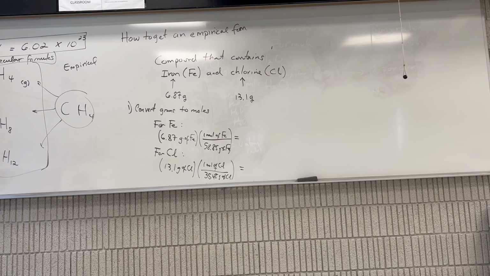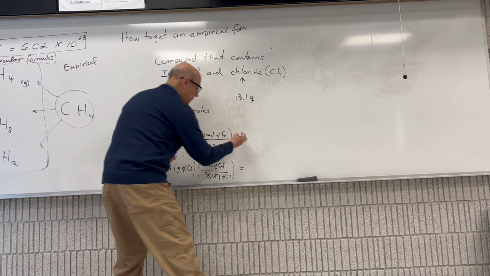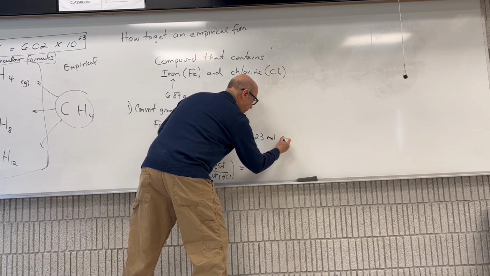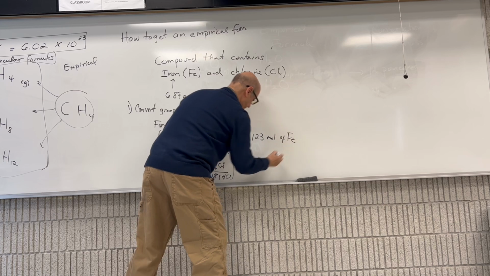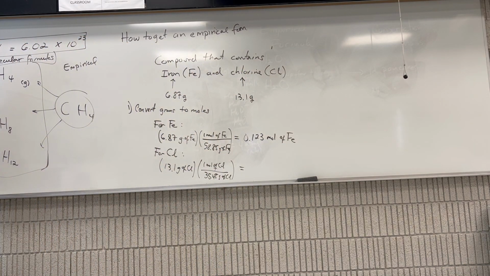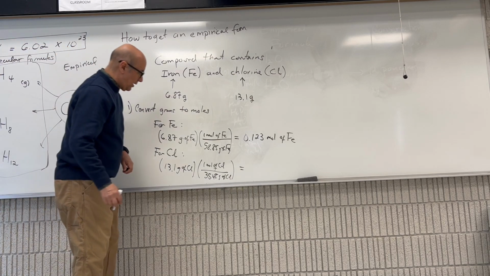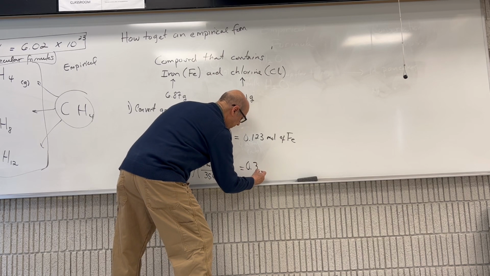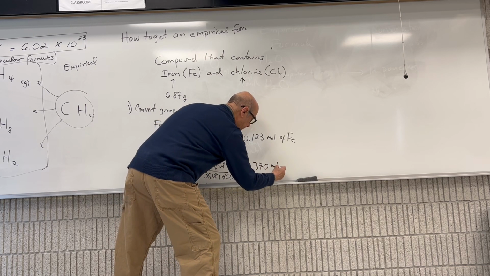So if we do that calculation on the computer, I already have the answer here, so I'm just going to copy it. For the top one, I get 0.123 mole of Fe. And for the chlorine, we get 0.370 moles of chlorine this time.